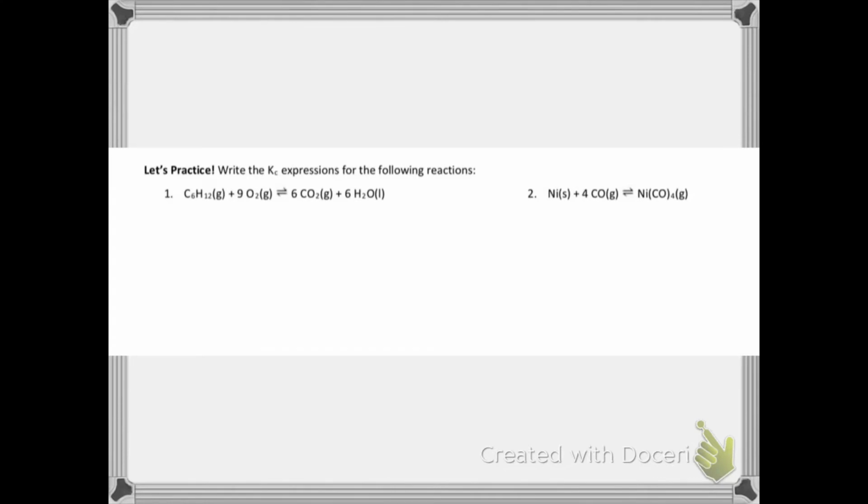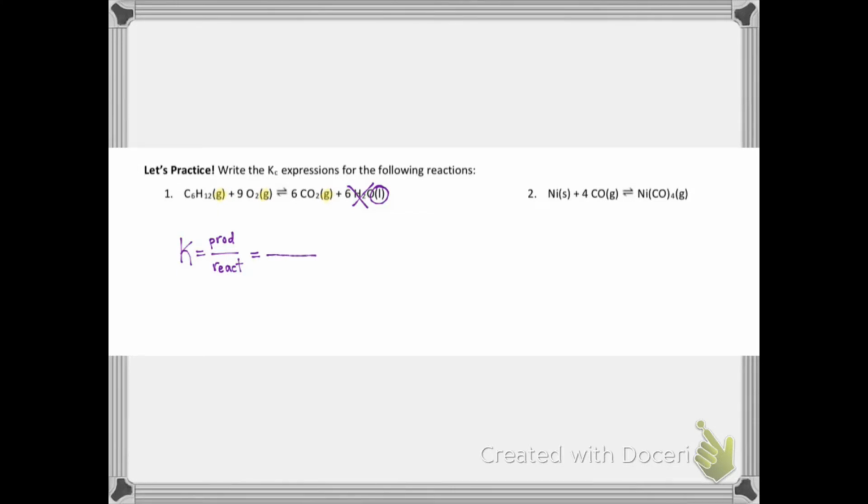The first thing to notice here is that there is a liquid in this reaction, and that will not be included in your equilibrium constant expression. But everything else is a gas. Gases totally count. So let's write our K expression. K is defined as products over reactants. And you don't have to write that, but I am doing it just to remind you.